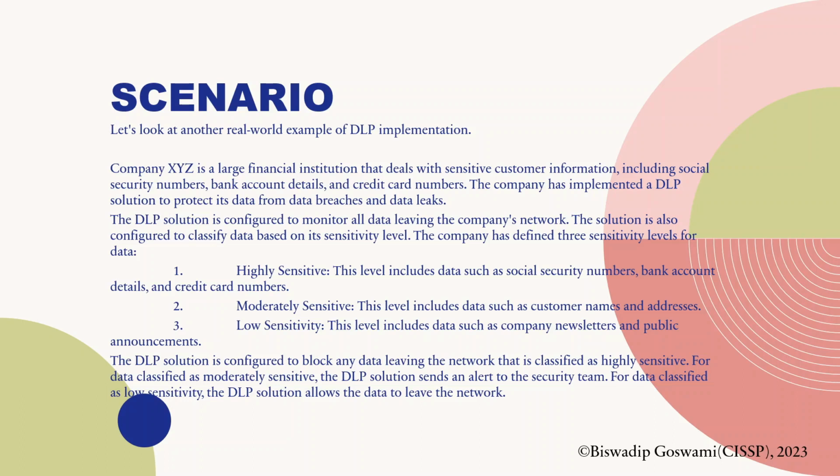The DLP solution is configured to block any data leaving the network that is classified as highly sensitive. For data classified as moderately sensitive, the DLP solution sends an alert to the security team. And for data classified as low sensitivity, the DLP solution allows the data to leave the network.